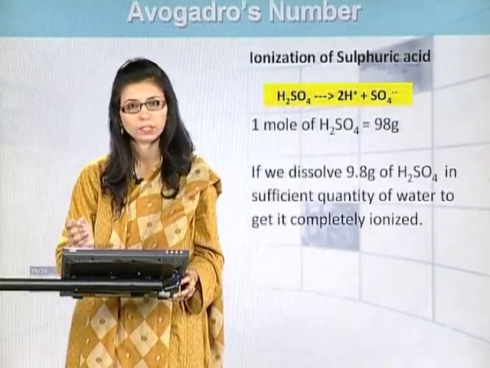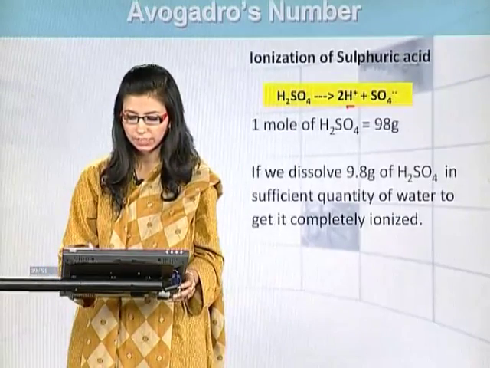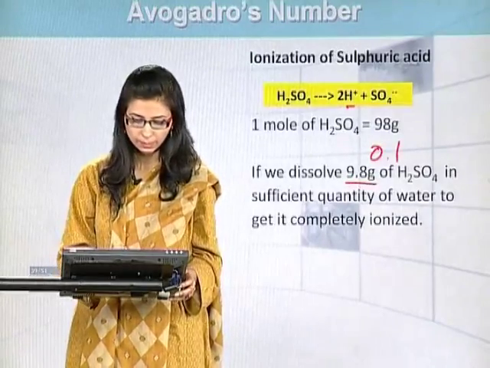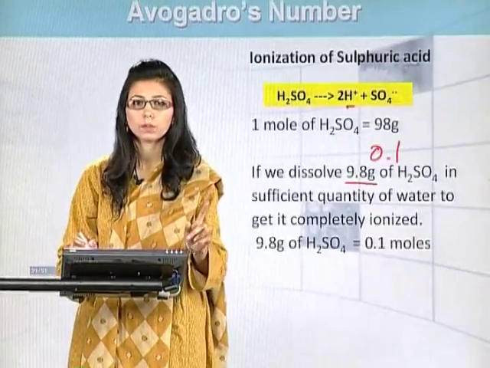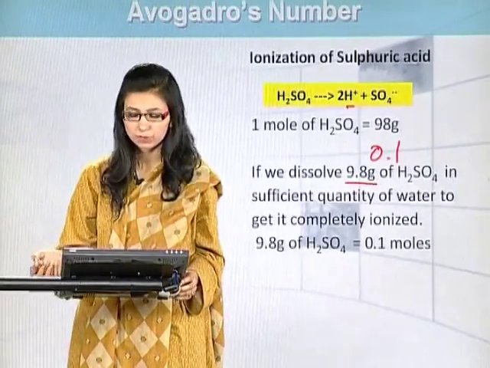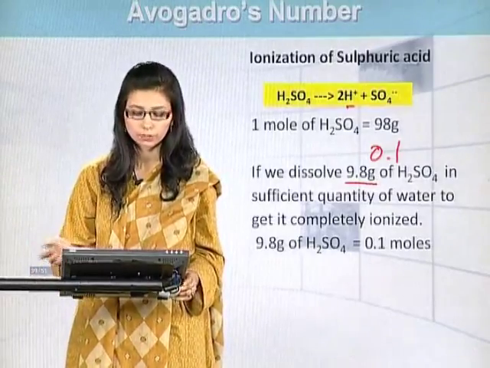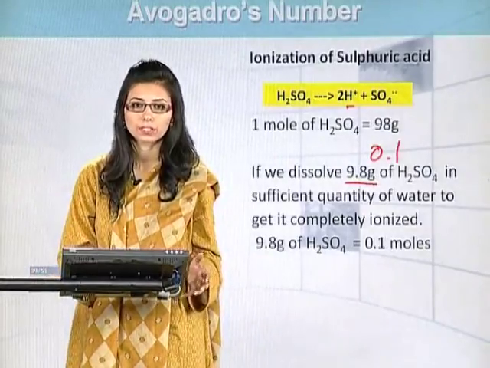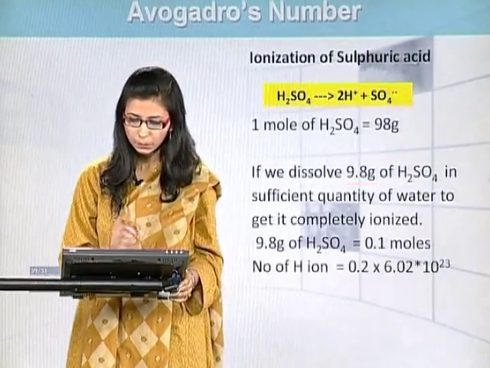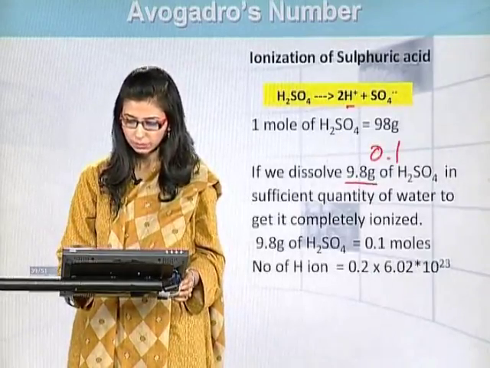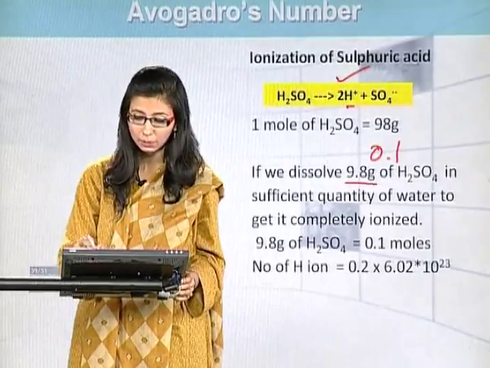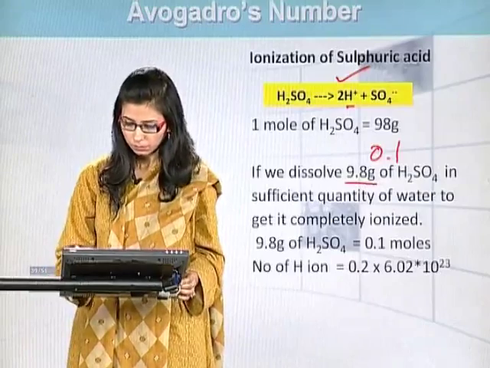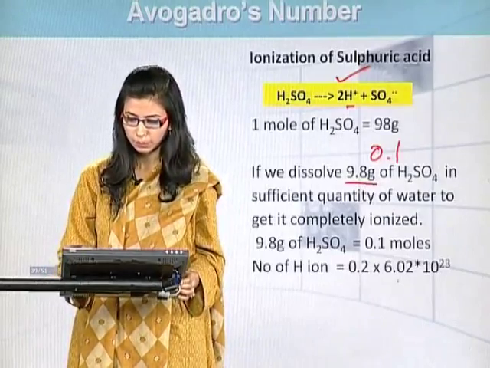But what if the quantities are changed? What if there are only 9.8 grams, it means 0.1 mole of H2SO4 are given. 9.8, एक mole में 98 grams होते हैं. 9.8 grams suggest there are 0.1 moles of H2SO4 we are dealing with. So I want to know how many atoms or how many ions, H positive ions are there in 0.1 mole of sulfuric acid. So I'll simply say, as the balanced chemical equation suggests, 2 H positive ions बने हैं. So I'll simply multiply. So 6.02 into 10 raised to power 23.